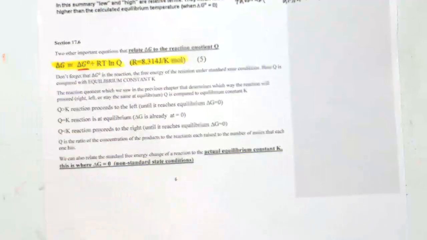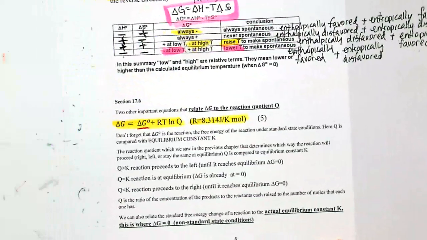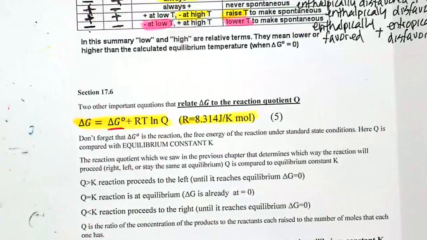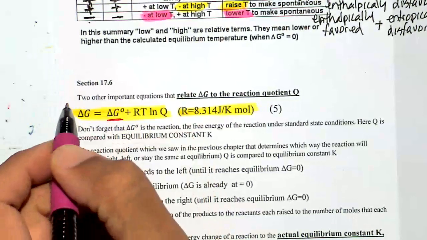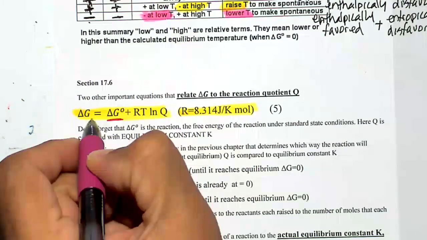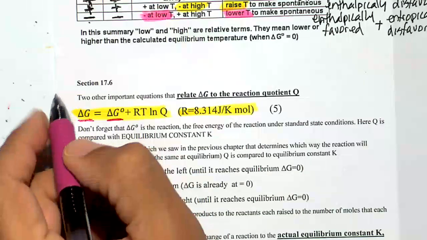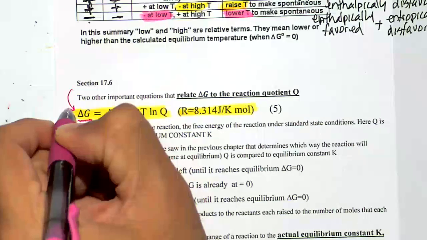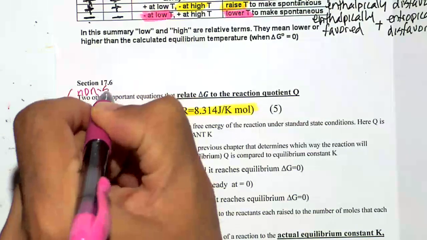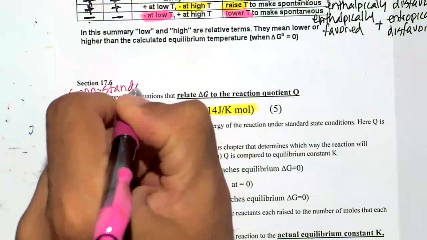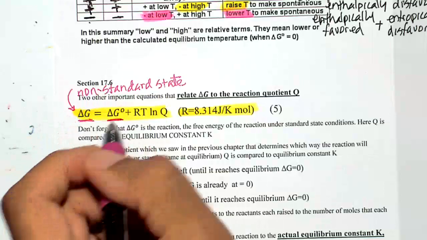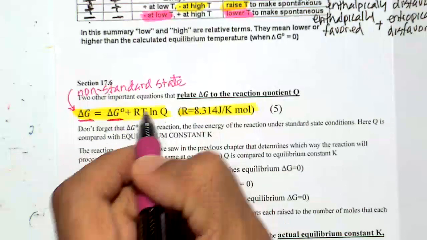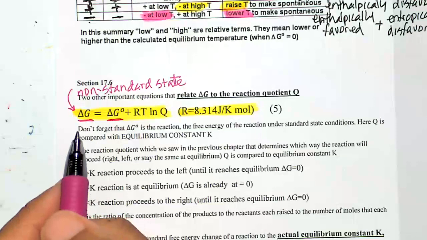And you know what this delta G is, right? We know what this delta G is. This is the delta G at standard state, and this is the delta G at non-standard state. T is temperature, and then natural log of Q.